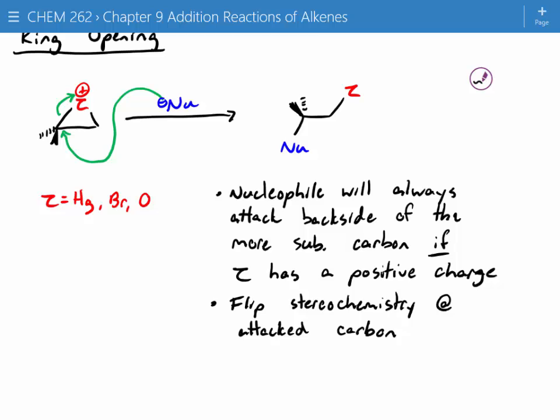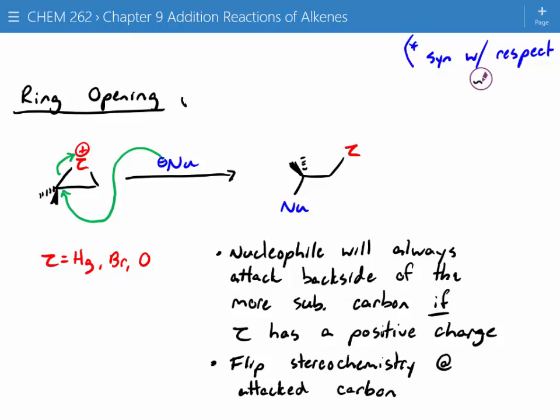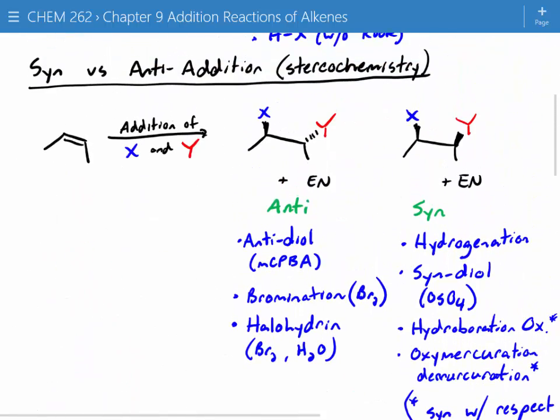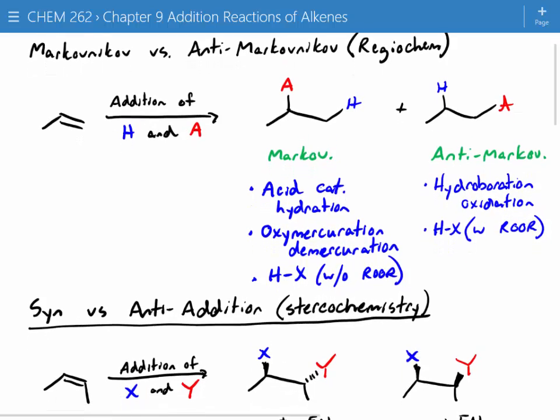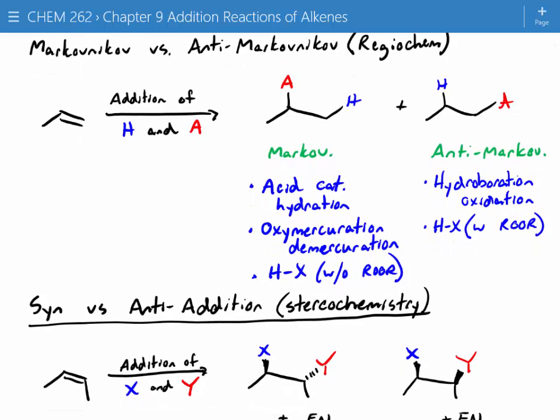All right, so these were the key features. We have ring opening, which is also stereochemistry. We had our syn versus anti-addition. We had all of these reactions. And then we had our Markovnikov versus anti-Markovnikov. I know this is a lot of reactions. Try to practice them in small digestible chunks.